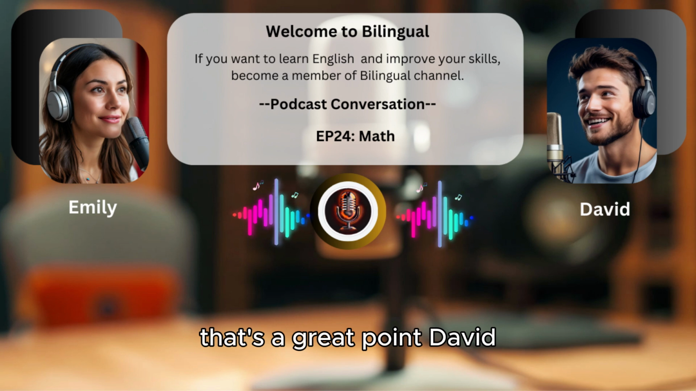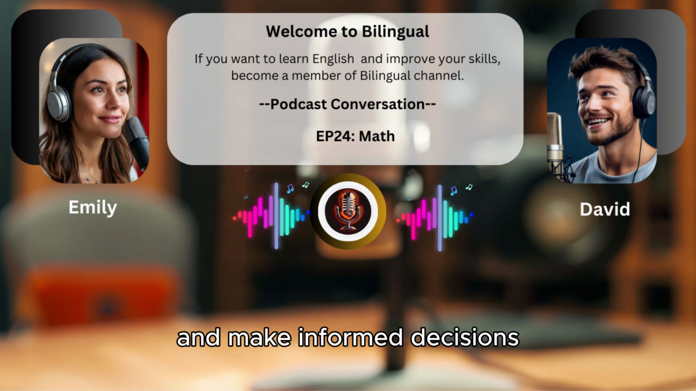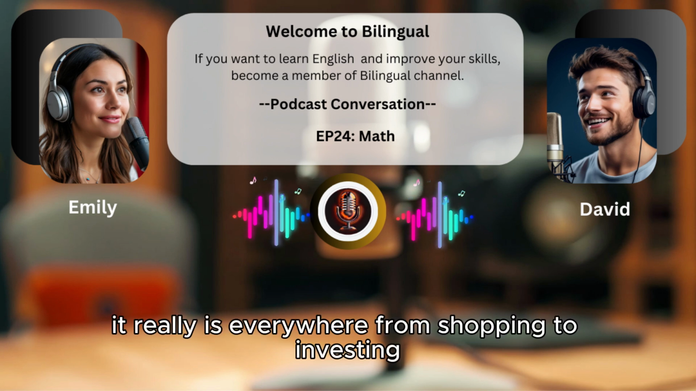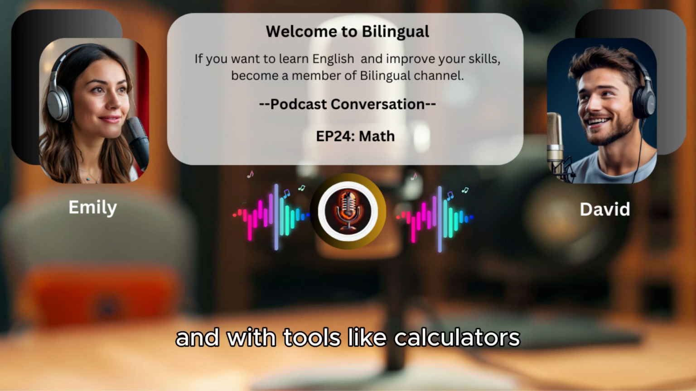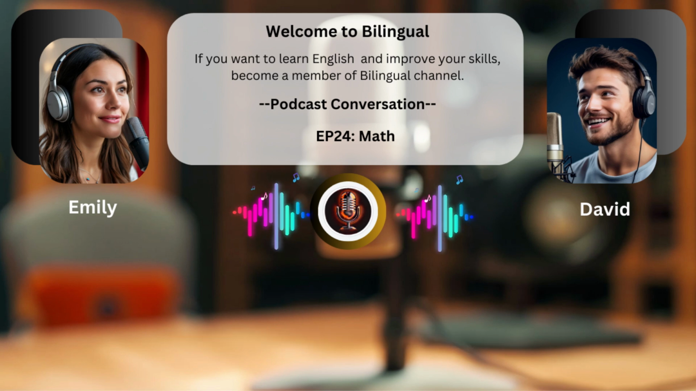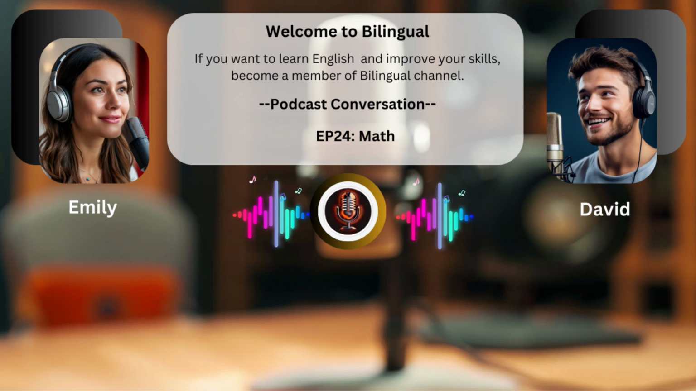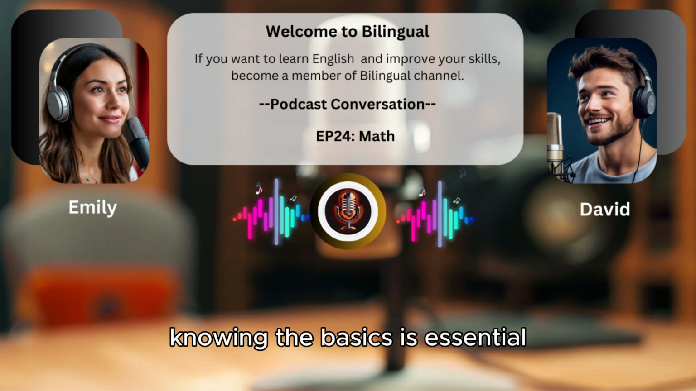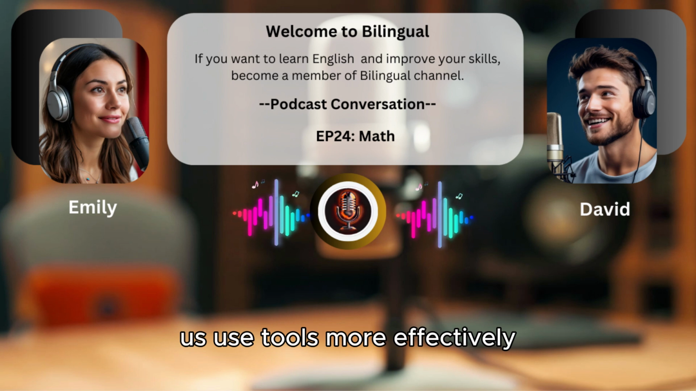That's a great point, David. Math allows us to analyze information and make informed decisions. It really is everywhere. From shopping to investing, we're always using math. Exactly. And with tools like calculators, math is even easier to manage. Yes, technology has made it simpler to apply math concepts. But even with technology, knowing the basics is essential. Absolutely. Understanding math concepts can help us use tools more effectively.